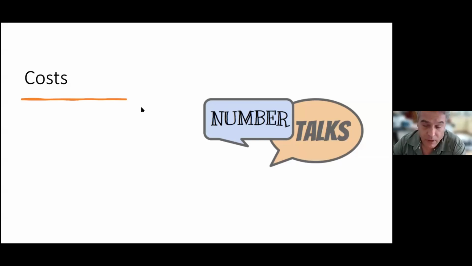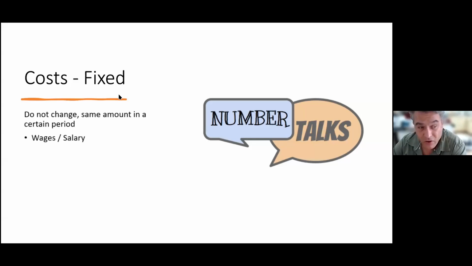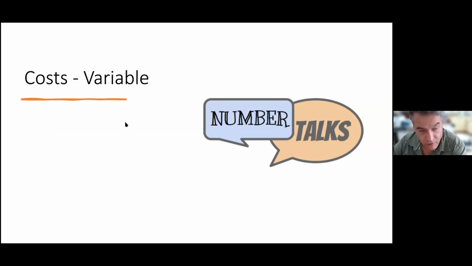Let's have some numbers on it. So the costs in a laboratory, we have differences between fixed costs and variable costs. Fixed cost means they don't change. They are the same amount in a certain period. For example, your salary, your wages, or the rent for your office. Investments also, if you have a contract with a bank, you normally have installments. They are always the same costs. And of course, we have fees and subscriptions.